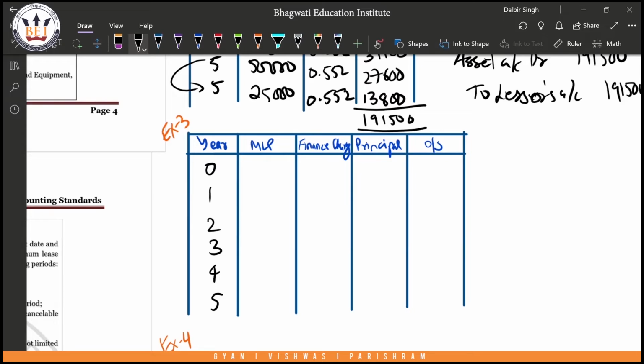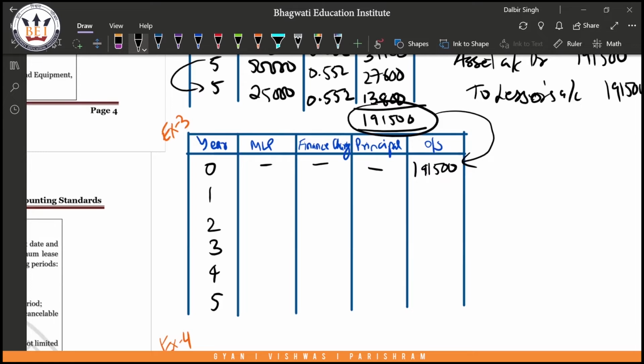Now at year 1, you have to find out what is the finance charge and principal. Okay, so at year 0, at what value are you recording? You're recording at this value. Yes, you're recording an asset as well as a liability. So you will show the same outstanding here, which is 1,91,500. Yes, this is the amount outstanding.